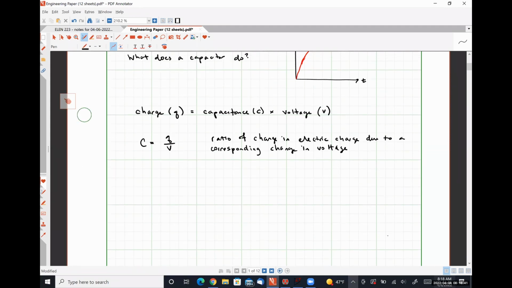The unit of capacitance is the farad, symbol F, where a farad is defined as a coulomb per volt, which is the same thing as an amp second per volt, or a second per ohm.